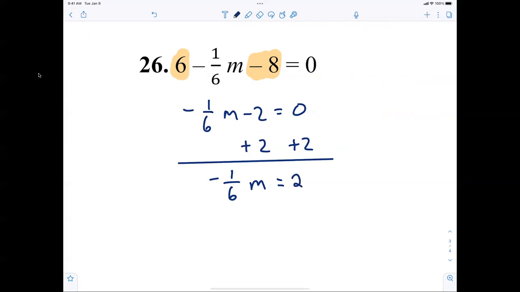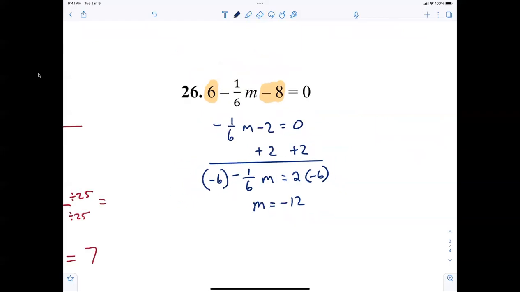Yes. Now what? And then you would divide. Fractions. What was the rule for fractions? Oh no, you would multiply by the reciprocal. And what is the reciprocal? Negative 6. Good. And then that would be m equals negative 12. Yes.